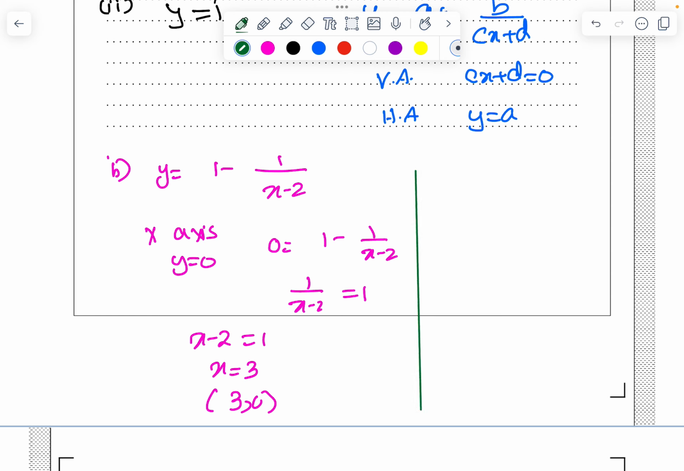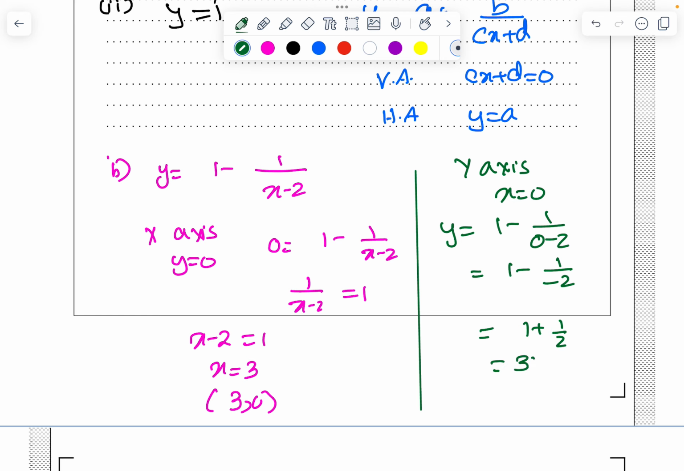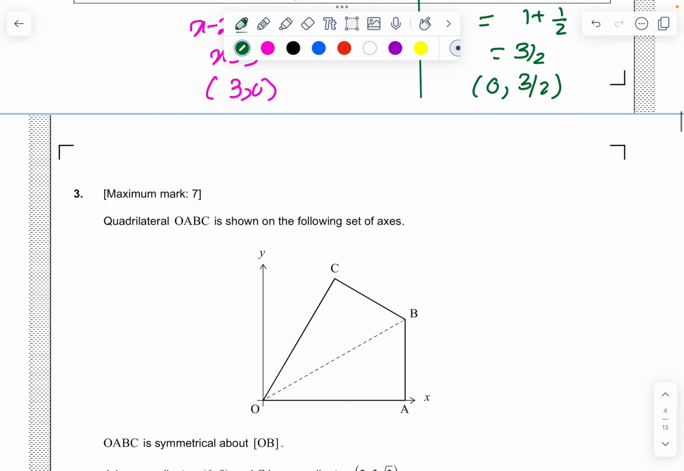Then for the y-axis. y-axis means x equals 0. So y equals 1 minus 1 by 0 minus 2. 1 minus 1 by negative 2. So 1 plus 1 upon 2, which is 3 upon 2. 0 comma 3 upon 2. That's going to be the answer.